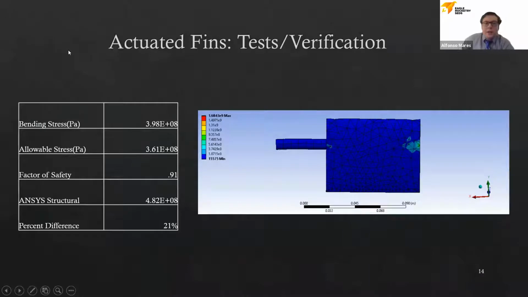And now the actuated fins test verification. The main test here was that of the bending stress. So we had about 3.98 times 10 to the 8 pascals, compared to ANSYS structural, which was 4.82 times 10 to the 8. So there's a 28% difference in the stress, and they gave us a factor of safety of about 0.91.